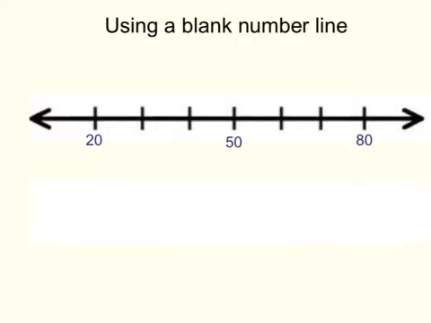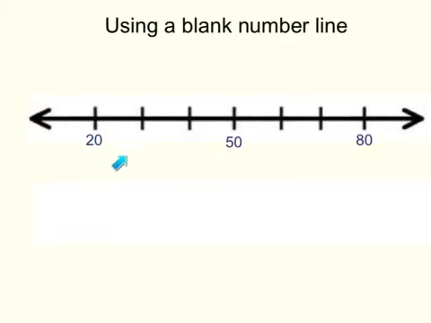Sometimes on a number line, only some of the numbers are there, which means you need to work out what the number line is counting in by the numbers that you can see. On this number line, I can see the number 20, 50, and 80. Now I know that when I count in 10s, all my numbers have a 0, so maybe this number line is counting in 10s. I'm going to try it out and see.